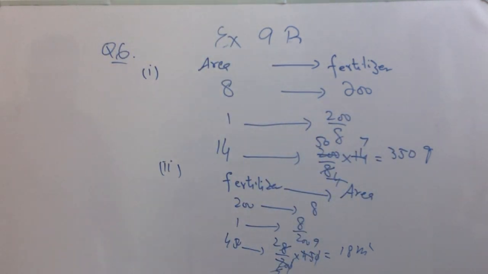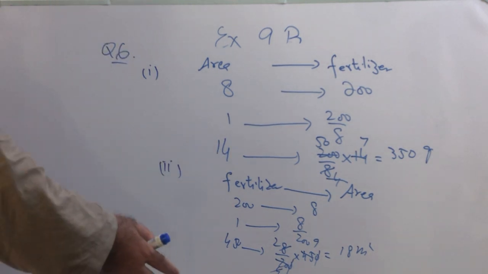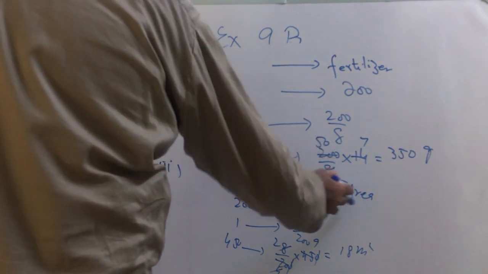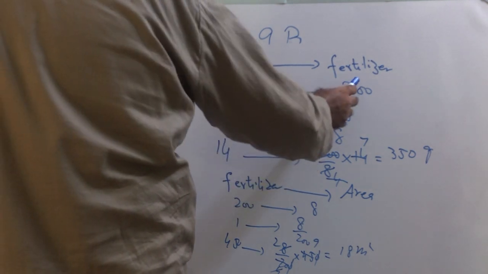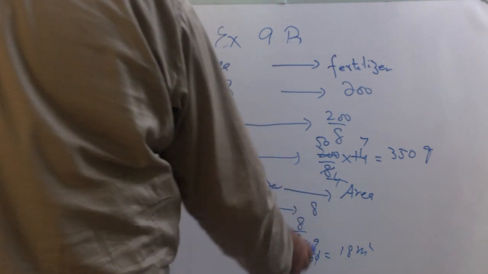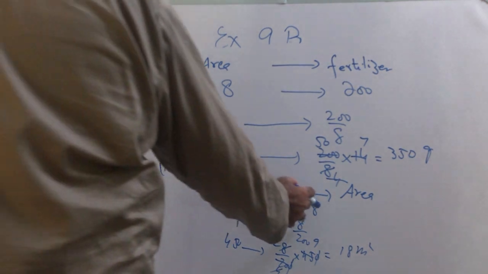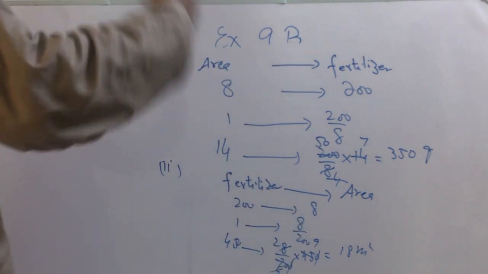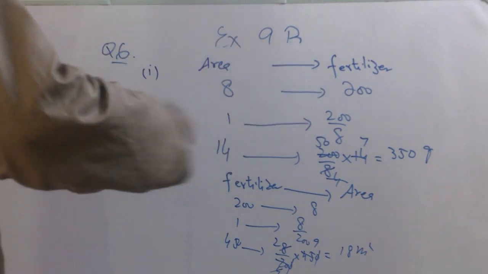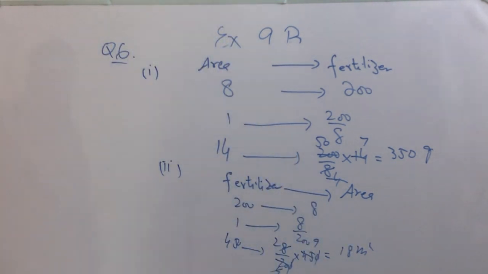Part 2 says the area of land that can be fertilized by 450 grams of fertilizer. The amount was given but the area was unknown. So now we did the opposite. Area was on the right side and fertilizer on the left side. This 200 grams, we can put in 8 meters square. But if we have only 1 gram, we will be putting it in a very small area, 8 divided by 200. If we have 450 grams, more fertilizer, we can spread it on a bigger area. So we multiply by 450, and get 18 meters square. This is the answer for the second part. So this was all about the 6th question.